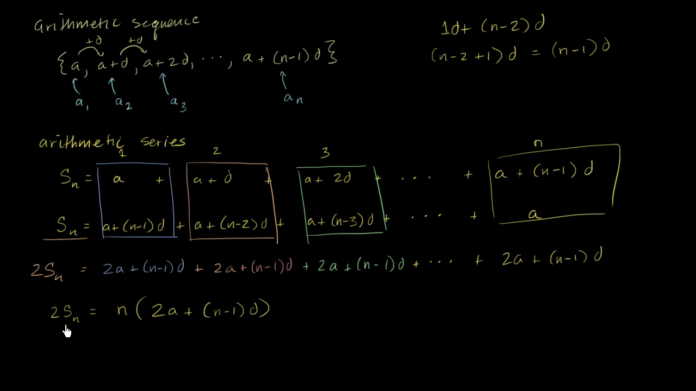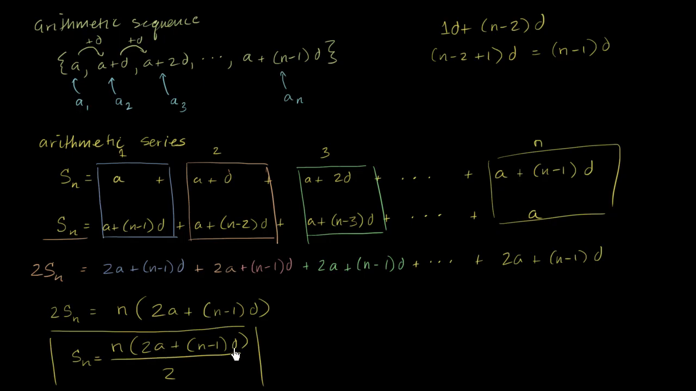And then if we want to solve for S sub n, you just divide both sides by 2, and you get S sub n is equal to, and we get ourselves a little bit of a drum roll here, n times 2a plus n minus 1 times d, all of that over 2. Now, we've come up with a general formula, just a function of what our first term is, what our common difference is, and how many terms we're adding up. And so this is the generalized sum of an arithmetic sequence, which we call an arithmetic series.